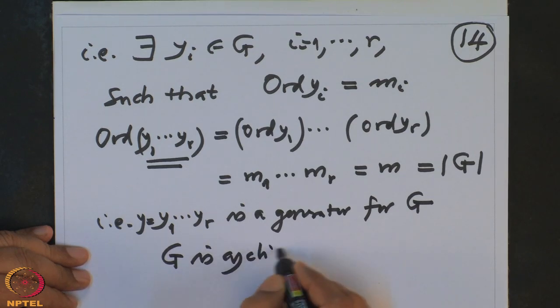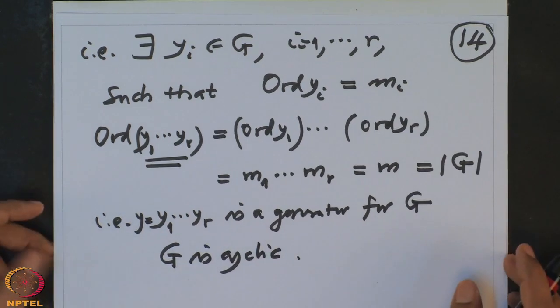This is what we wanted to prove. So we have proved that all finite subgroups of the multiplicative group of a field are cyclic, and we will use this fact in the next lecture to construct arbitrary fields of cardinality p power n.